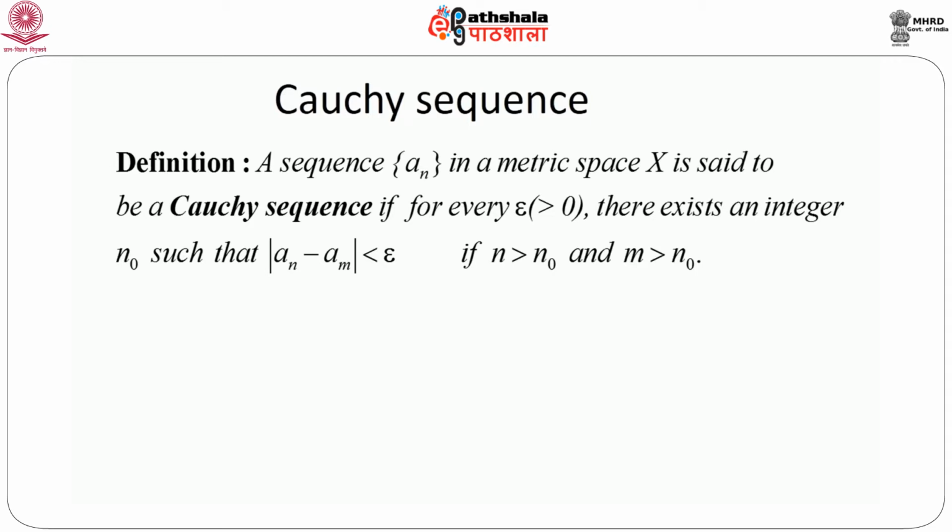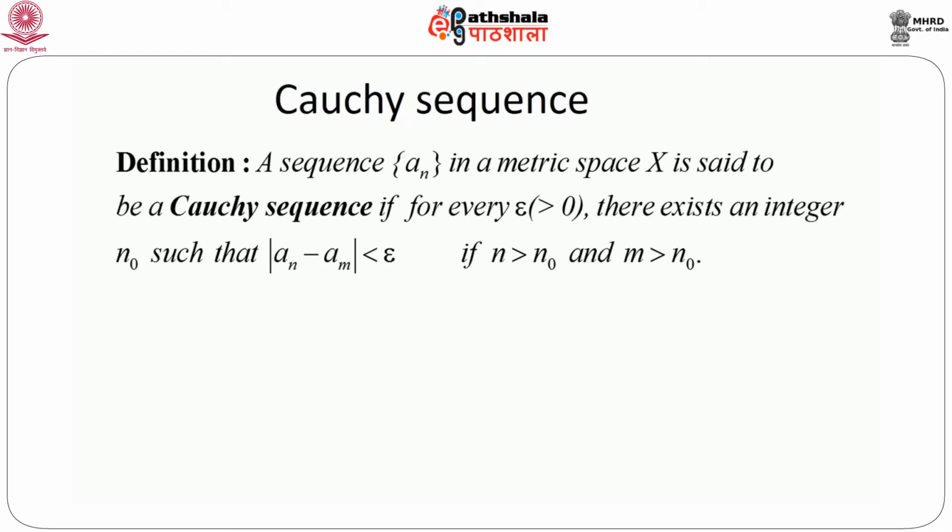This means, in simple language, first consider a large number n0 and consider two other large numbers, both larger than n0, and consider the sequence values at those large numbers, a_n and a_m. If the difference of these two numbers a_n and a_m in absolute value is less than epsilon, we call it a Cauchy sequence.